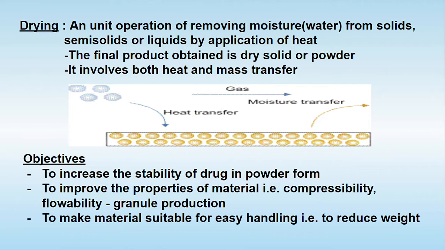Now, why do we carry out the drying unit operation? Drying is important to increase the stability of a drug or any material, because every drug is more stable in dry form. We can also improve properties of the material like compressibility and flowability, which is very useful in the manufacturing of tablets, where we produce tablets from granules, and that plays a very important role there.